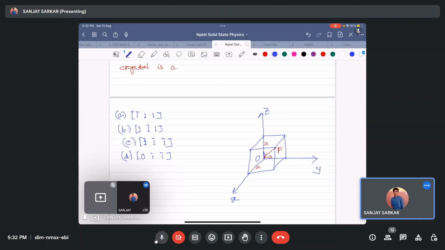Has anyone solved it? These are easy questions, right? It should not take more than 2 minutes. If you could solve it, then write the correct option, or maybe you can tell us also. So Renuka is saying option A is correct. Okay, let me check. How are you saying that option A is correct? How did you calculate it? Could you explain?